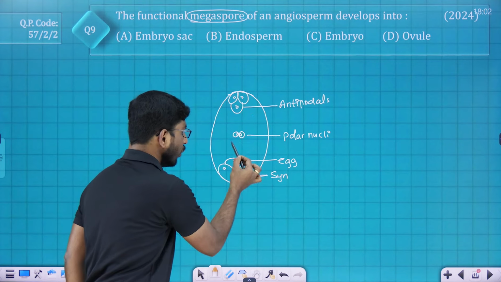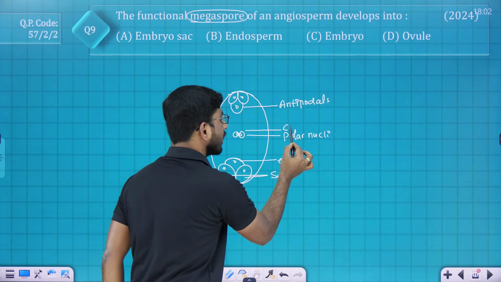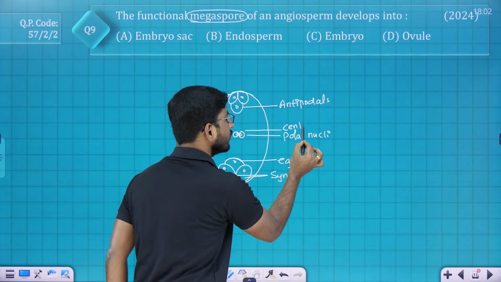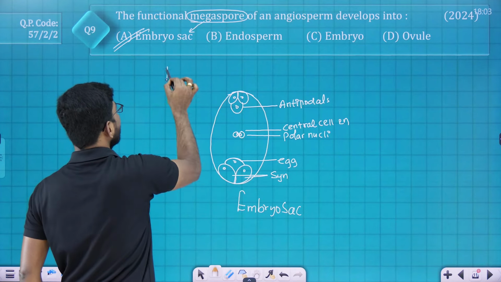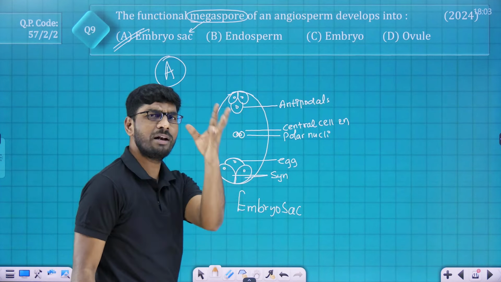One, two, three, four. This whole thing is what? Central cell. This central cell is diploid, because there are two haploid nuclei. So antipodals three, central cell one, two synergids, and egg cell one. So total seven cells with eight nuclei. So this is actually the embryo sac. This embryo sac actually developed from where? Megaspore. So this megaspore developed into embryo sac, option A. Simple answer, simple question. Come to the next question.